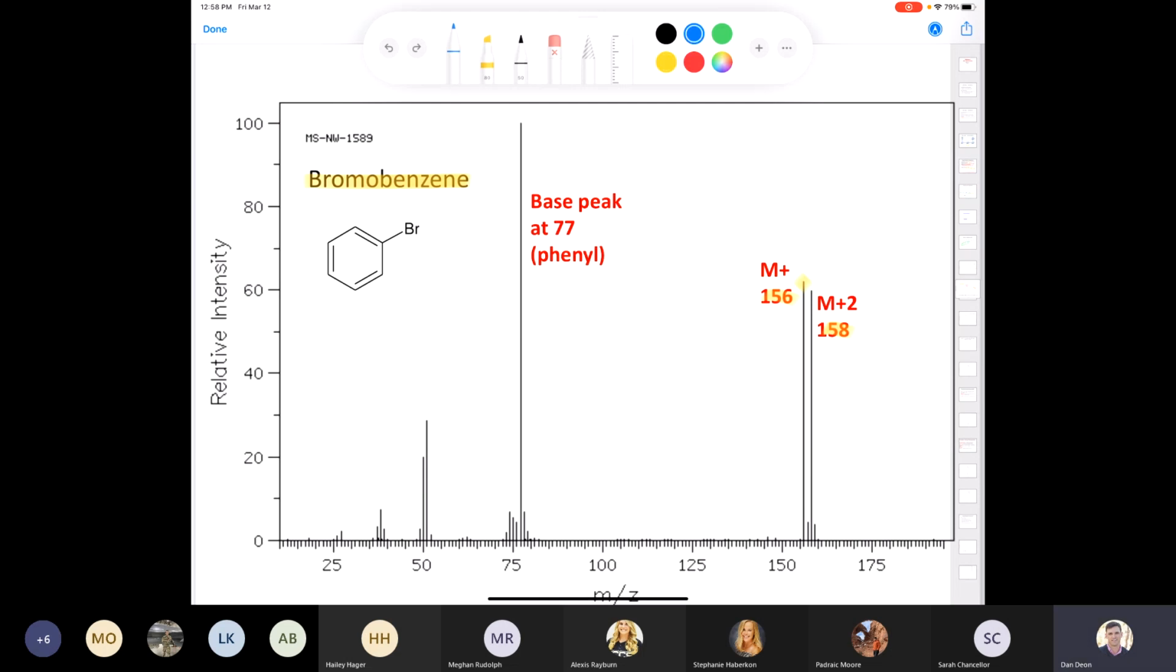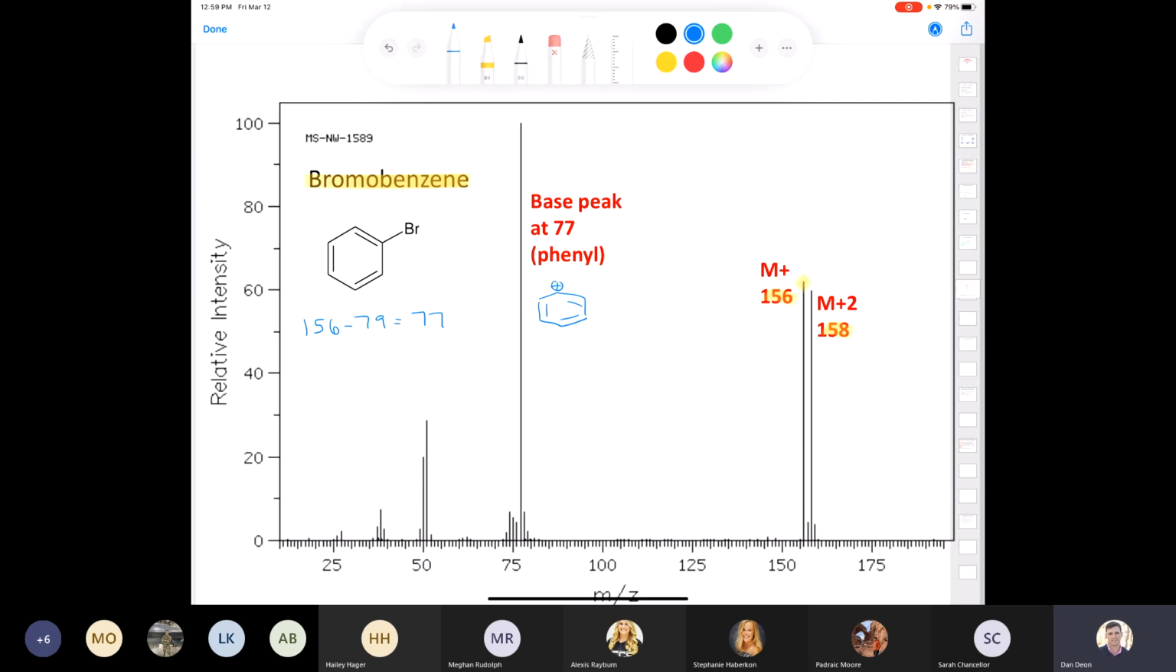So what would I do if I wanted to evaluate this? I would take my calculator out and I would say 156 subtract the most abundant isotope of bromine. So subtract 79. So if you take your calculator, 156, subtract 79, you end up with 77. What's that? That's the phenyl cation again. All right, there we go.